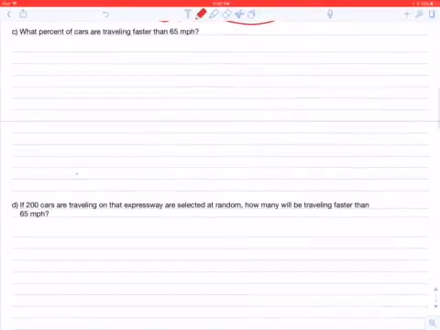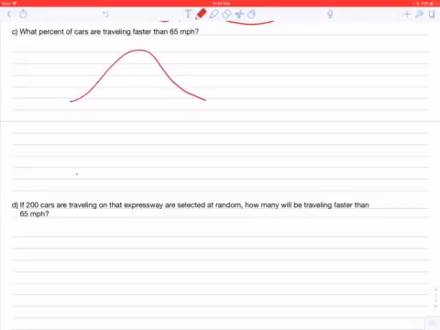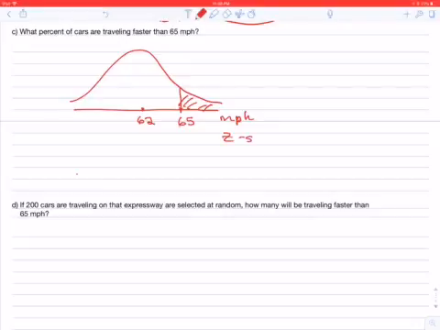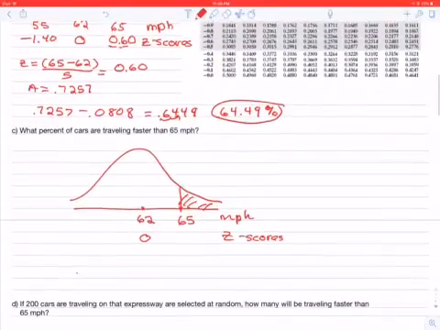Now to find the percentage of cars that are traveling faster than 65 miles per hour, I'll draw my curve. The mean in the middle. 65 is more than the mean, to the right. Now faster than that, I'll shade to the right. That's miles per hour. Our next step would be to convert these values to z-scores, or standardize the values. The mean we know has a z-score of 0. For 65, we just did that. That was 0.60.